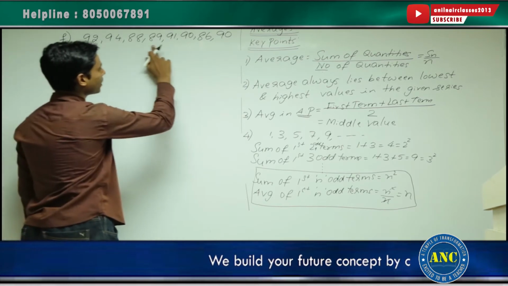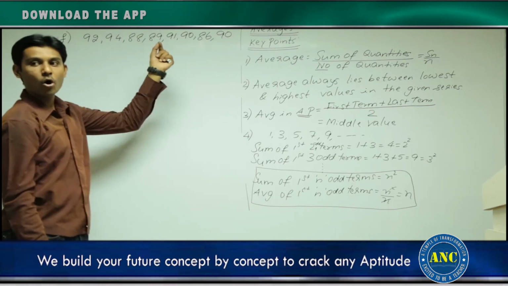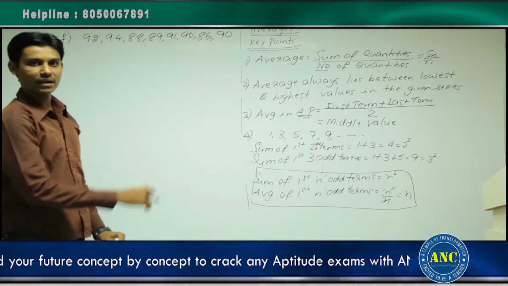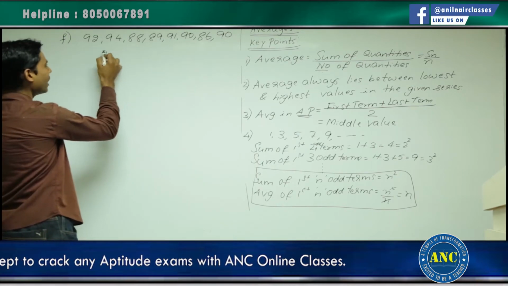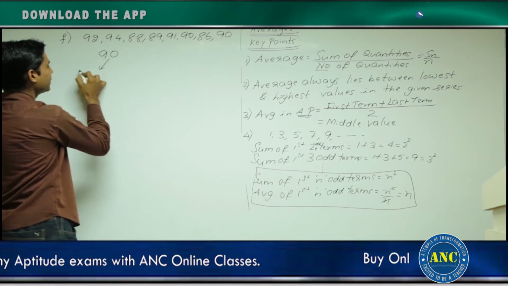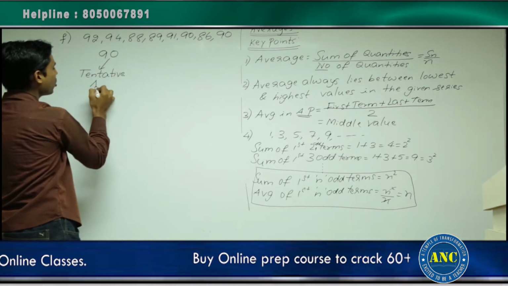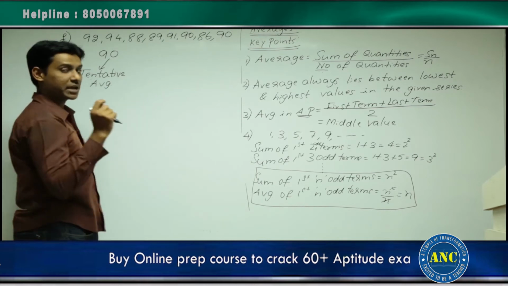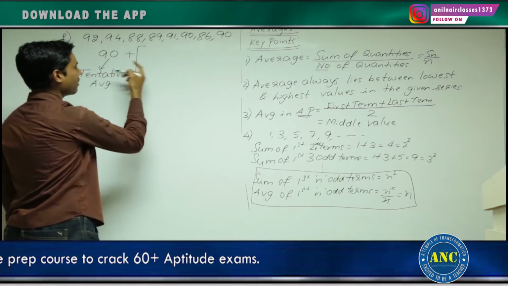If you observe all the numbers which are given here, all the numbers are close to which number? All the numbers are close to 90, right? Can I tell that all the numbers are close to 90? Yes, that means I will assume the average as 90. This 90 is nothing but my tentative average. This average may or may not be the right answer. I am just assuming it as 90, right? Now see here. My tentative average is 90.